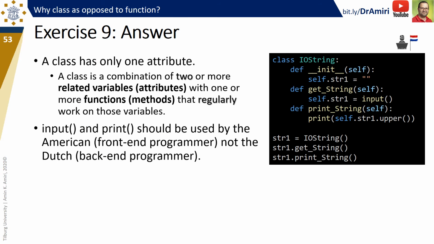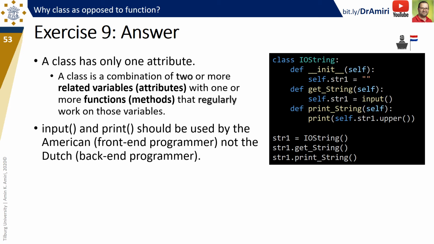Here is the answer. First of all, this class has only one attribute. Note that a class is usually a combination of two or more related variables with the functions, the methods that regularly work on those variables. A class is a bundle of related variables and related methods. In this case, you only have one attribute. Whenever you have only one attribute, it doesn't make sense most of the time to create a class.